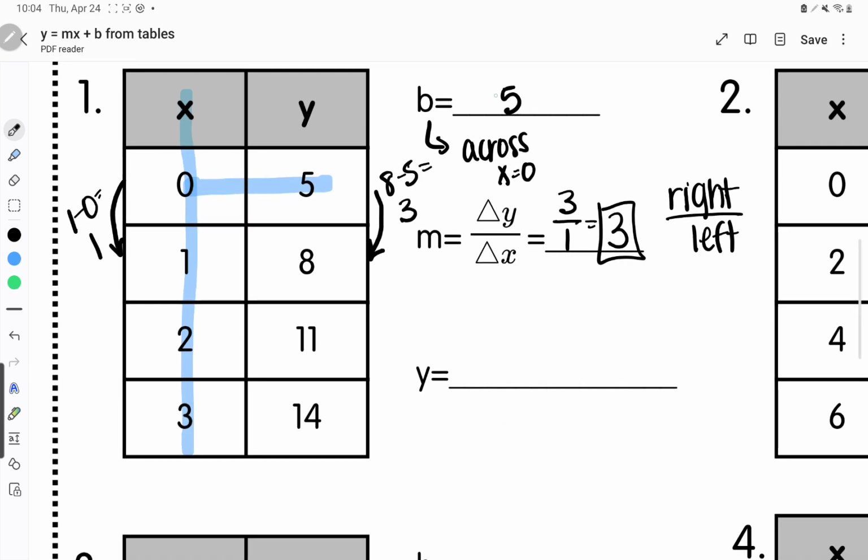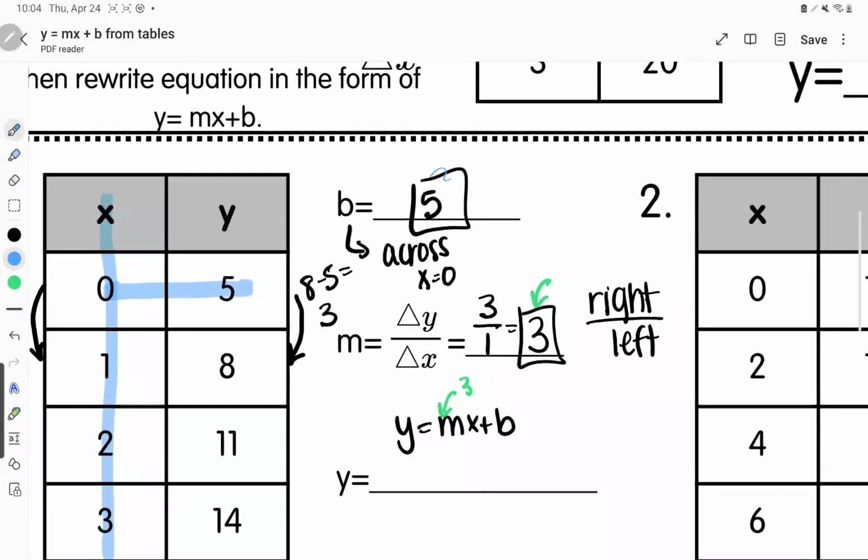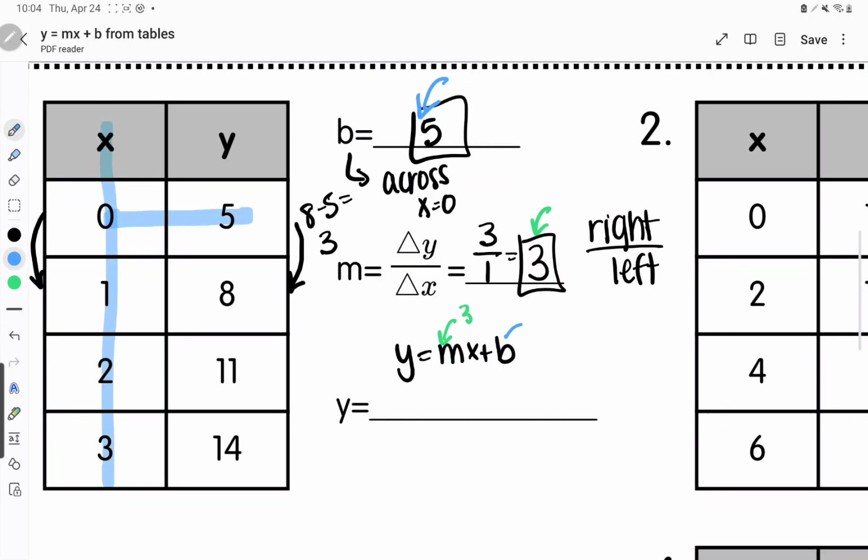When it comes to writing my equation, I have y equals mx plus b. Well, right here, we just said that m was 3, so I'll put 3 in for m. And right here, we said that b was 5, so for b, I'll put 5. So I would have y equals 3x plus 5.